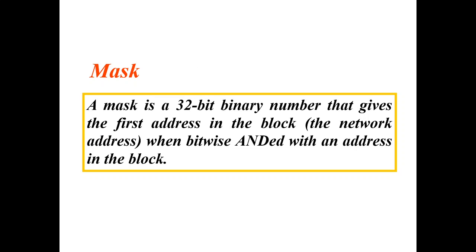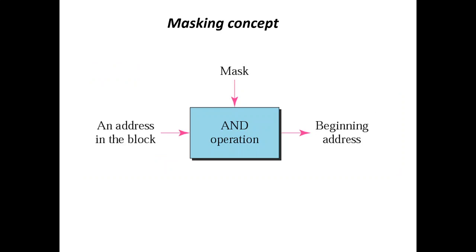Now let us see what this mask is. Generally the mask is used to get the network ID. A mask is a 32-bit binary number that gives the first address in the block, the network address, when bitwise ANDed with an address in the block. So this is the masking concept. If any address is given, you AND it with a particular mask and then you will get the beginning address of that network.